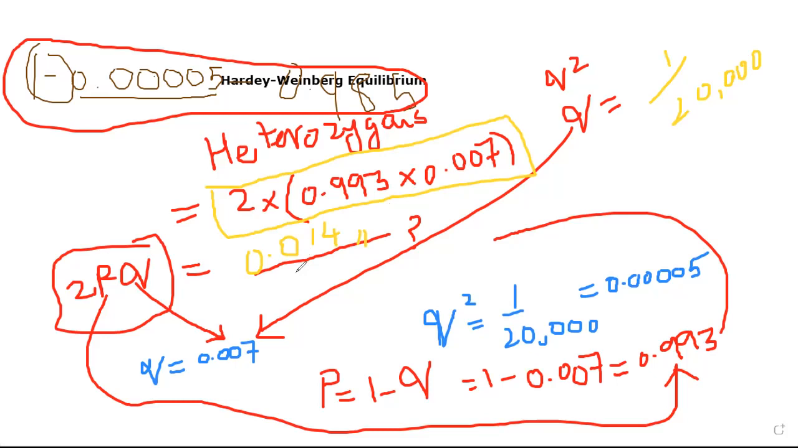I'm giving you one question: how you can use these values, this probability, to find out exactly how many out of 20,000 are heterozygous and how many out of 20,000 are homozygous dominant.